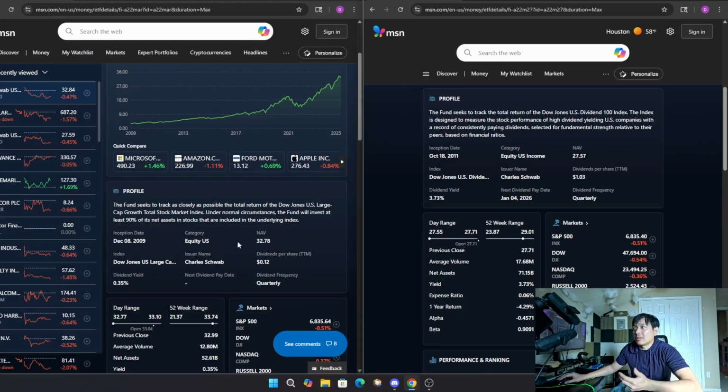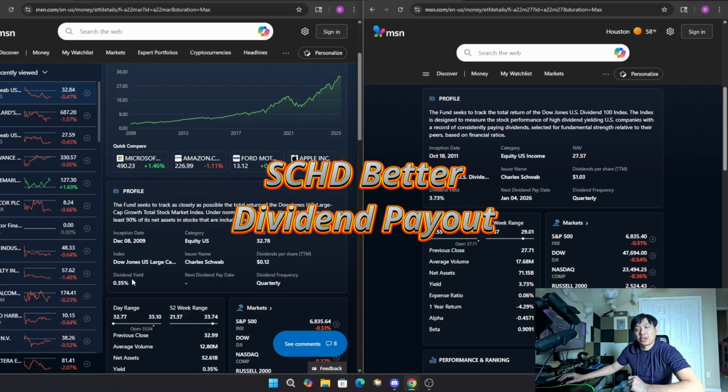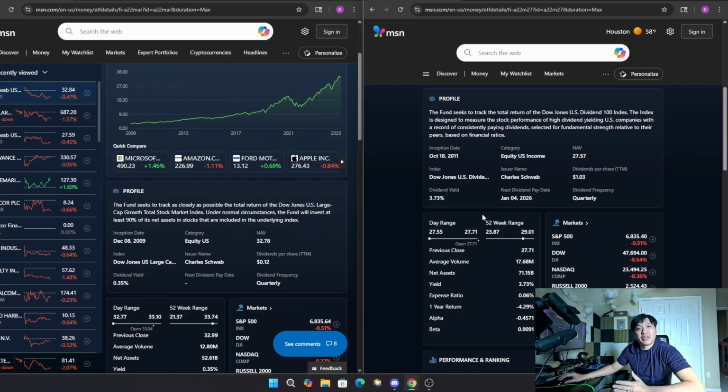And now I do look at the dividend, and the dividend payout for SCHD is better at 3.73% compared to the dividend yield of 0.35%. So if you're looking for dividend payments, which right now we're not really looking at, we're just looking at which one is the better pick overall, not really looking at dividend, but this does matter to some people.